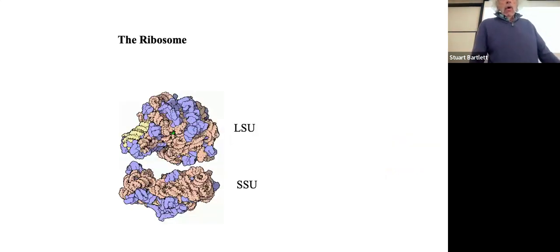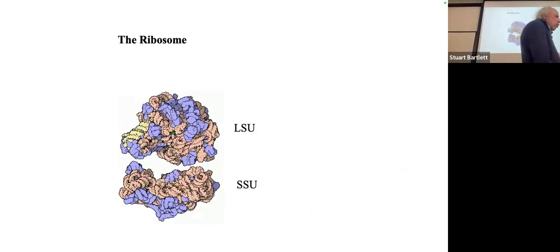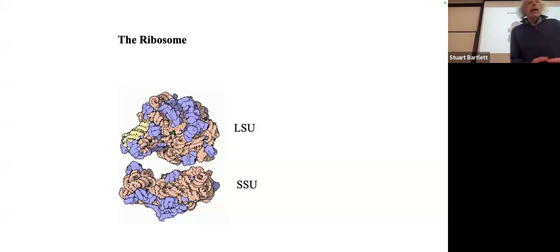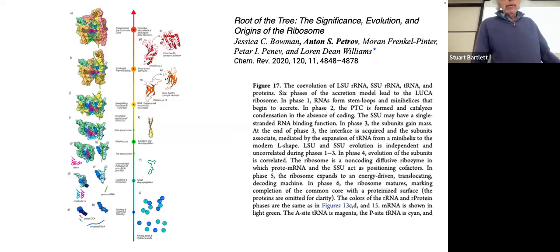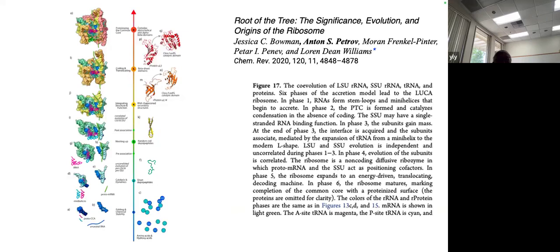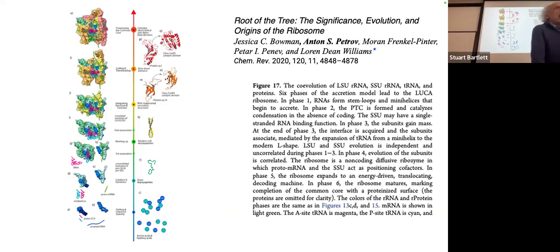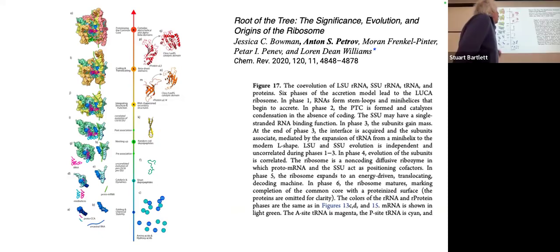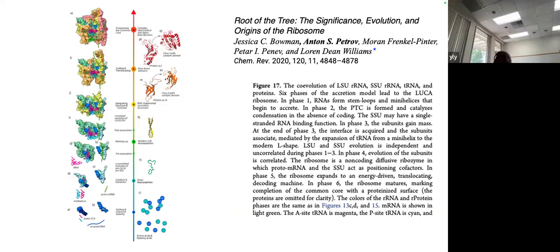Okay, so what we want to look at now is, can we get at the evolution of the ribosome and the aminoacyl tRNA synthetases. Now, fortunately, there is a group at Georgia Tech that has done magnificent work on the root of the tree, the significance and evolution and origins of the ribosome.